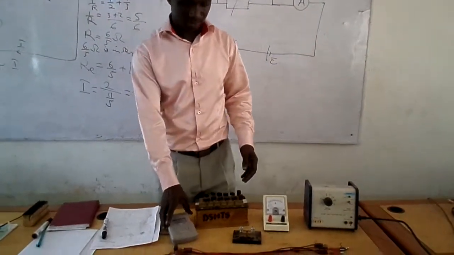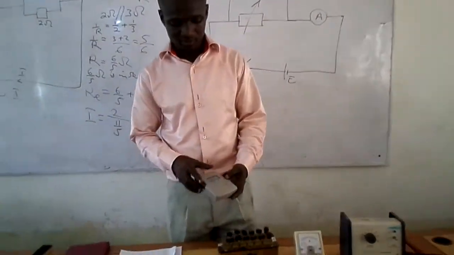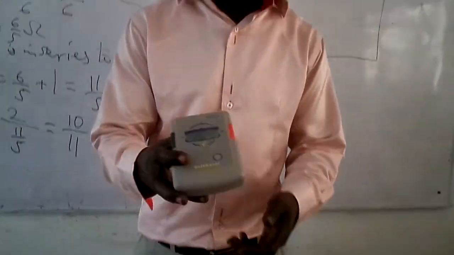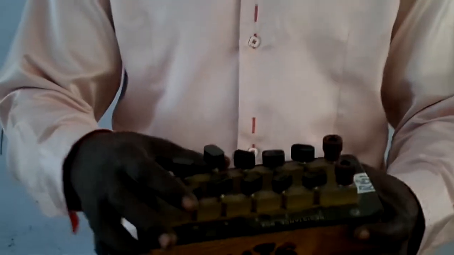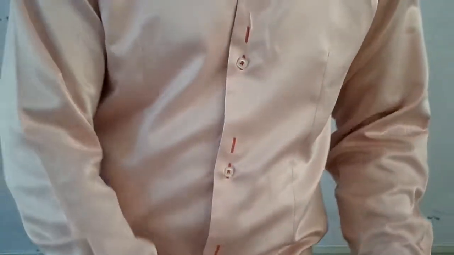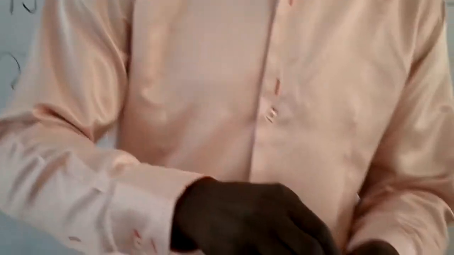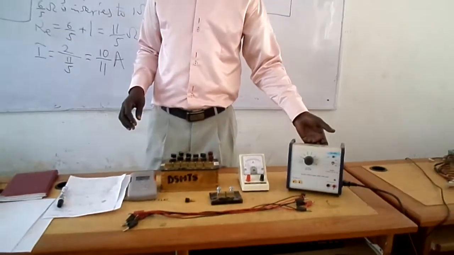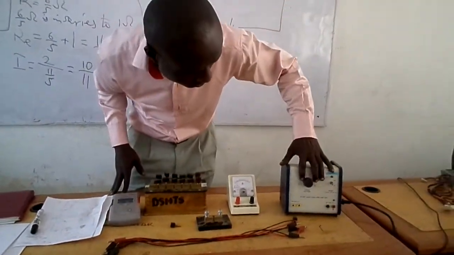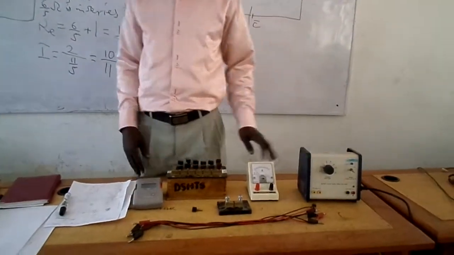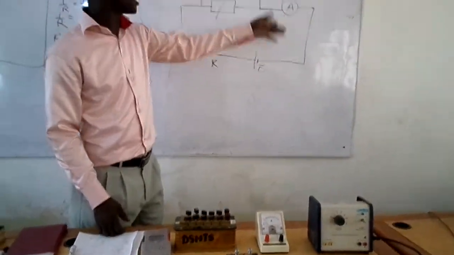I will introduce the apparatus we are going to use to verify Ohm's law to you. We have the voltmeter, resistance box, ammeter, key, the tapping key, then we are going to use 6 connecting wires plus the power supply, which is set to 3 volts. So we are going to follow the circuit on the board.